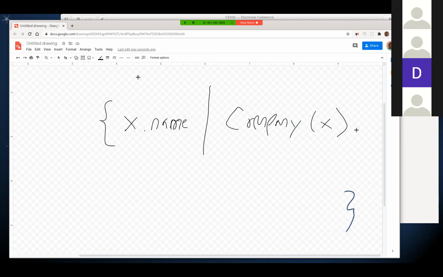So, and x.country equals Sweden. Okay, so what does this say? Remember, this would basically get translated into relational algebra when we want to evaluate it.